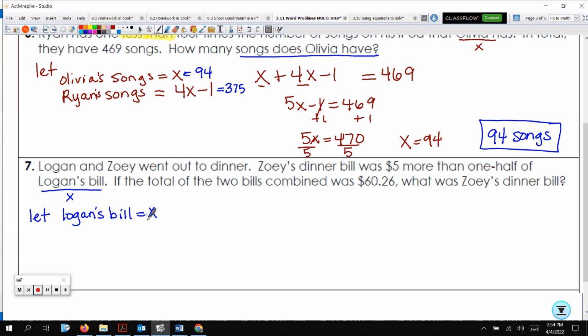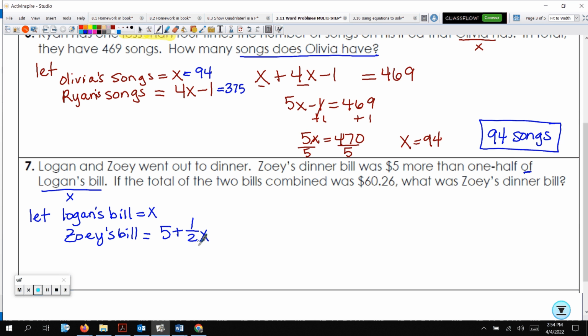Zoe's dinner bill was 5 more than 1/2 of. Remember when I said yesterday, of, per, each? That's multiplication. So we know we're talking about Zoe's bill. Zoe's bill is 5 more than, 5 plus 1/2 of Logan's bill, 1/2 that. That's how we're going to write that expression.